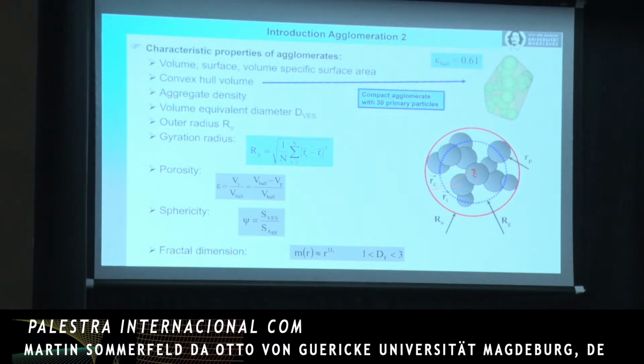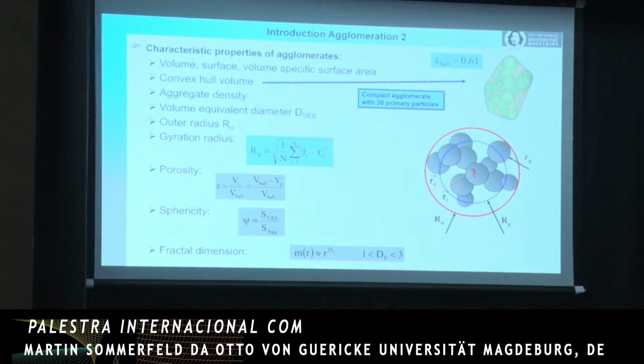To characterize agglomerate properties, there are different ways. Of course, we know the volume, surface area, specific surface area. Interesting, we have very often used the convex hull, which is illustrated here. If you have an agglomerate, you wrap a convex hull around this agglomerate, and you get a certain porosity of the agglomerate. You also can, with the convex hull, calculate a proper equivalent diameter. This is a compact aggregate with 30 primary particles. Then aggregate density is a result.